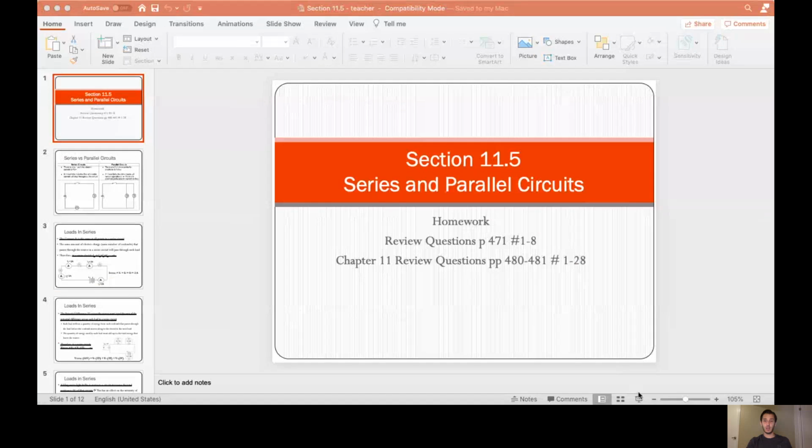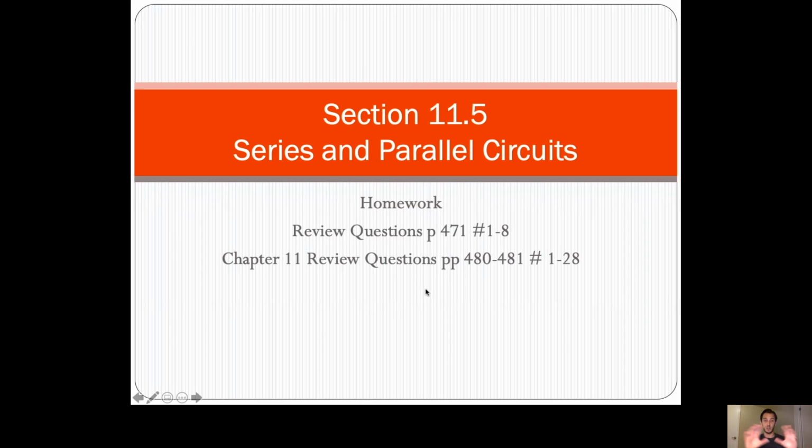Good morning, grade 9s. We are going to take a look at section 11.5 today. This is actually the last section for chapter 11. There's still chapter 12, so we're still in the electricity unit, but this is the last part of chapter 11 in the textbook.